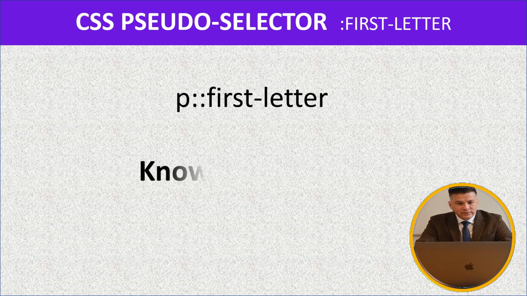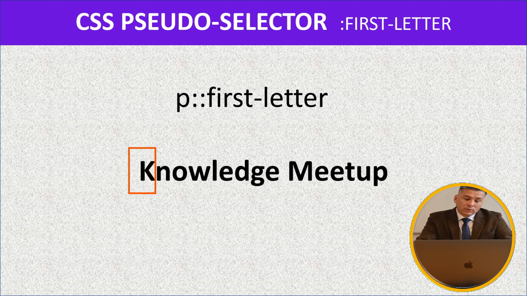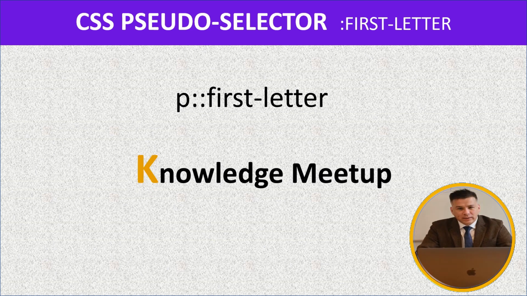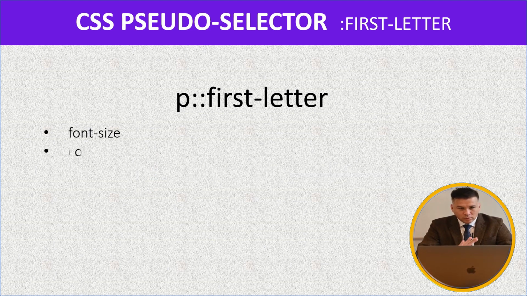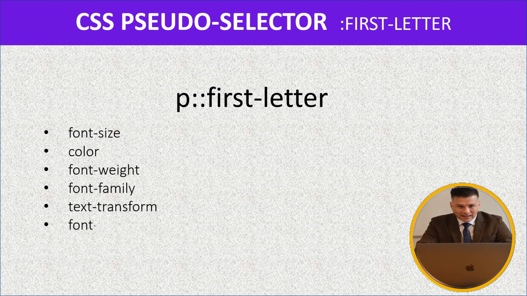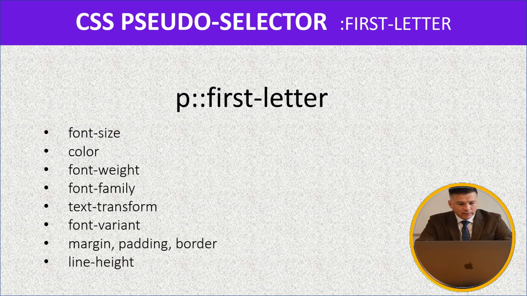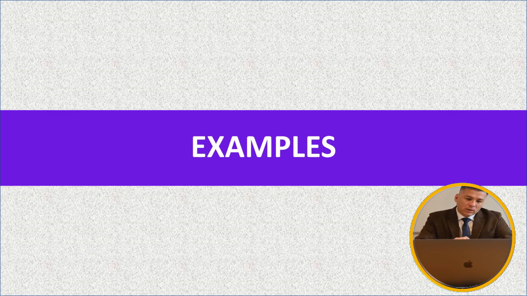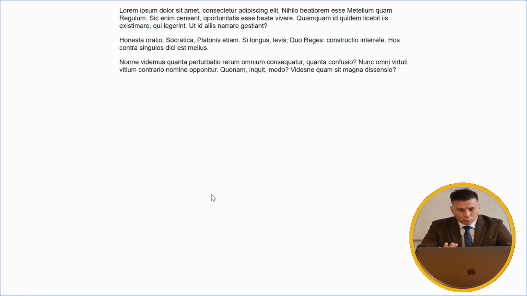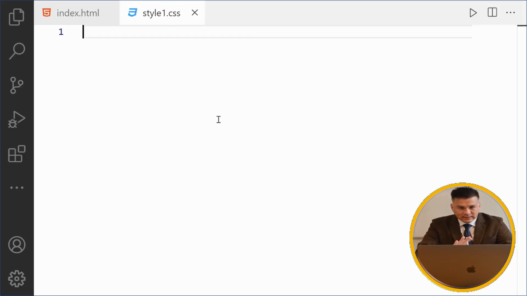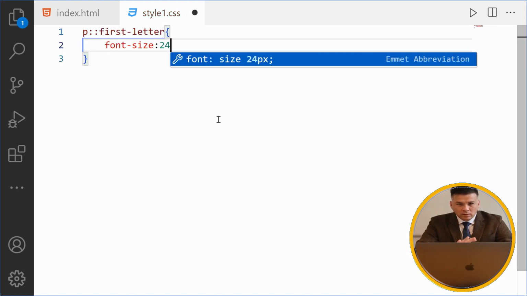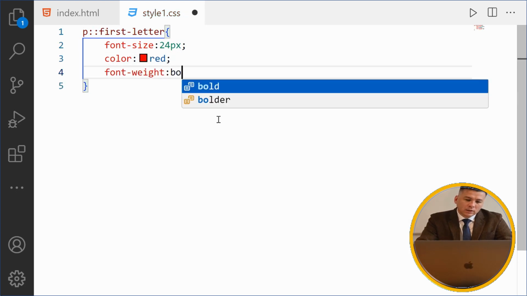Here's the syntax. It targets the first letter of the first line within a block-level element like a p tag or h1 tag. You can use a few CSS properties with the first-letter pseudo selector. These are the properties. Now let's see some practical examples. Here we want to style the first letter of every paragraph. If you're increasing the size of the first letter, make sure it doesn't overlap surrounding text.